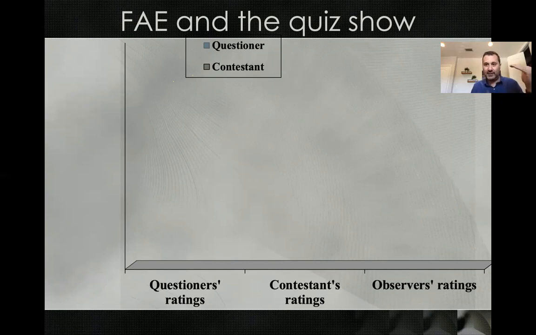Now, we know that because participants were randomly assigned to conditions, on average, the questioners had the same knowledge as the contestants. That's the whole point of randomly assigning to conditions, is to ensure people are equivalent on all these sorts of dimensions, right? So on average, the questioners and the contestants had the same level of knowledge.